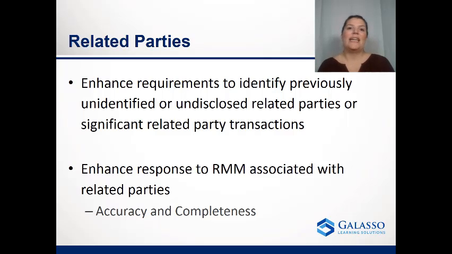Now, related parties was the second piece of the changes from the auditing standards that come from the PCAOB, and they basically try to enhance the requirements to identify previously unidentified or undisclosed related parties or significant related party transactions. And so they also had an enhanced response to the risk of material misstatement associated. They now say that you must test for accuracy and completeness, and that's more than just assessing the process that's used by the entity. Today we look at the entity's process and determine whether it's sufficient. Now they're going to require new procedures in order to ensure that we are capturing all related party transactions.